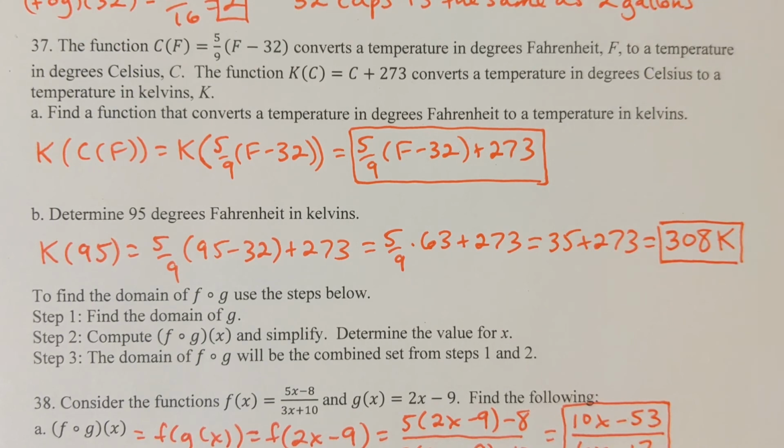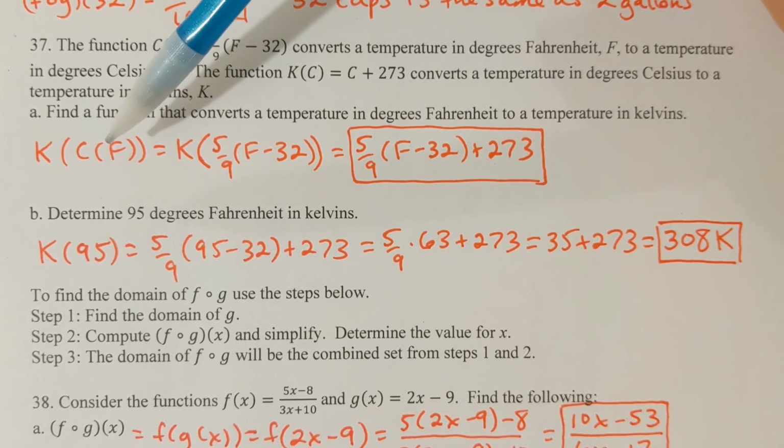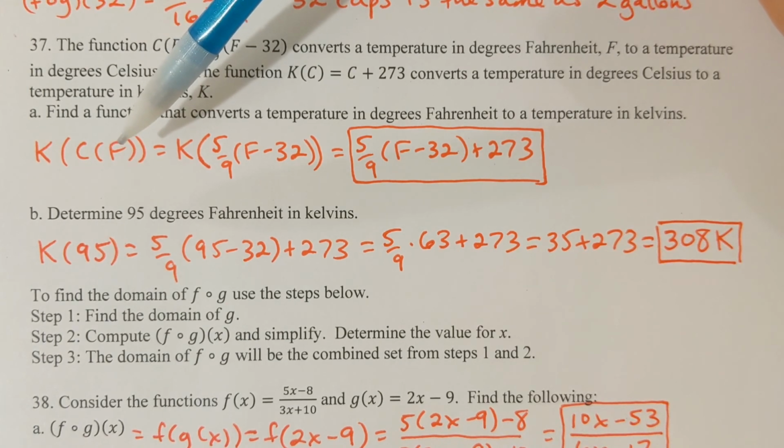Well, I would just work with function composition here. K is a function of degrees Celsius, and the degrees Celsius function is a function of degrees Fahrenheit. So I would just simply plug c into k. C is already a function of degrees Fahrenheit, right? So we need to find k of c of f, or k composed c of f means the same thing.